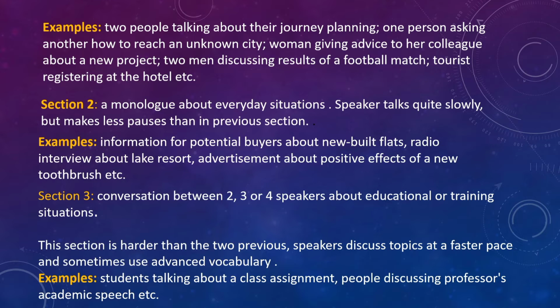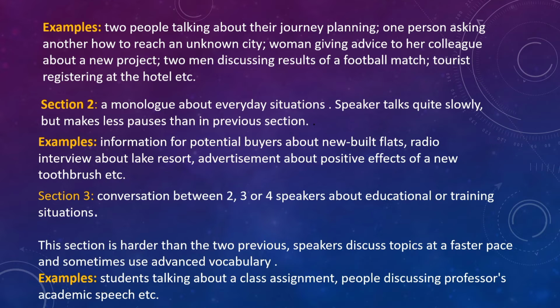Examples for section 2: information for potential buyers about new build flats, a radio interview about a lake resort, an advertisement about positive effects of a toothbrush, etc. These will be the examples for section 2 in the IELTS listening module. Section 3 is a conversation between 2, 3 or 4 speakers about educational or training situations. In section 3 there will be more than 2 people in the conversation. They will be speaking about educational or training situations, general situations when a person is going to a school or college or somewhere else.